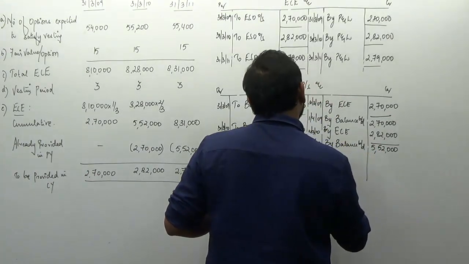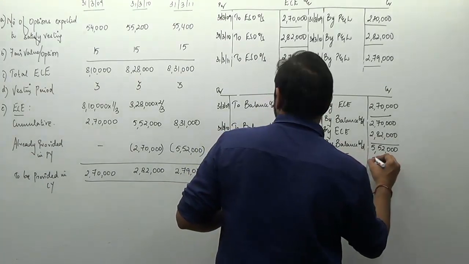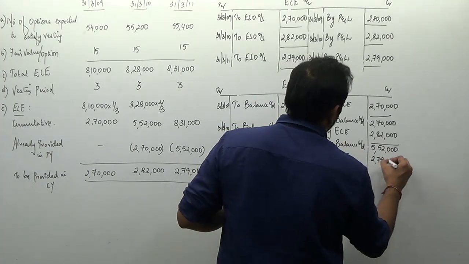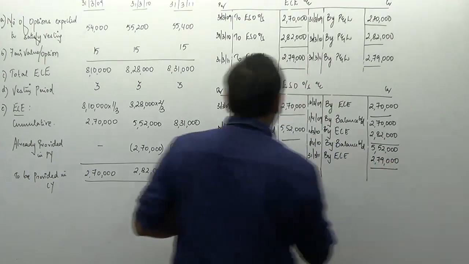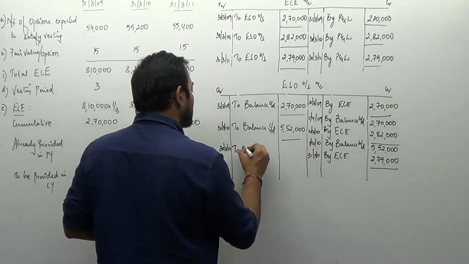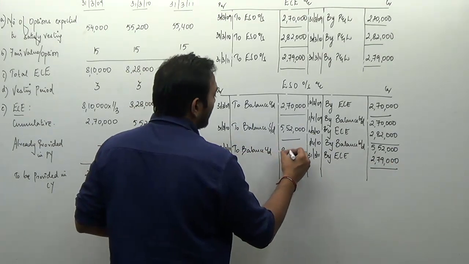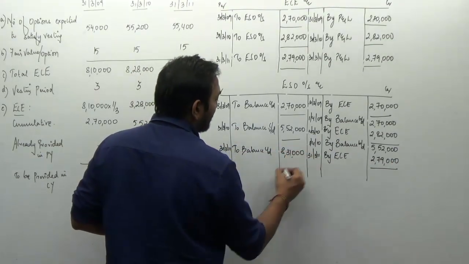Maintain the provision. 31st March 2011, employee compensation expense is 2,79,000. Balance it. Balance carried down at the end of the year. Total provision maintained is 8,31,000.